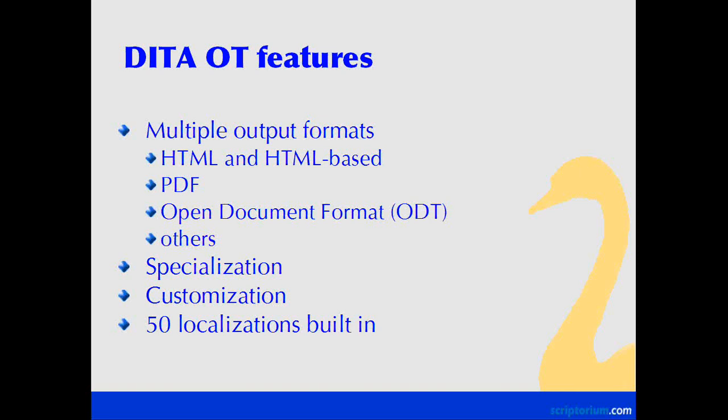The Open Toolkit also supports customization. Now, customization is similar to specialization. The only real difference is that in specialization you modify the DTD, you modify the content model that describes your XML structure. In customization, all you're doing is modifying output types or creating new output types. The DITA Open Toolkit also supports localization. It has 50 localizations built in. And you can extend these localizations, you can add new localizations you need, or you can even add new words if you need to those sets of localized terms.